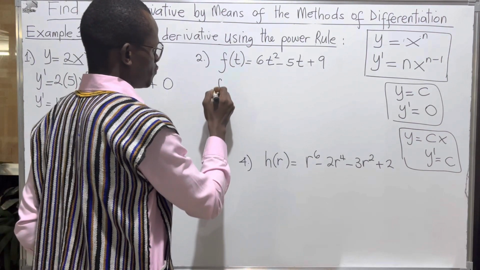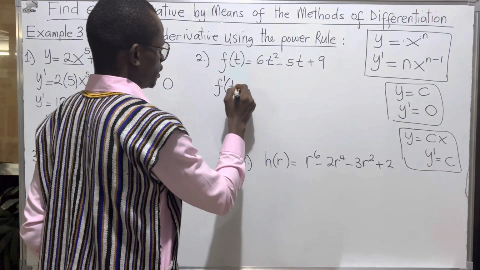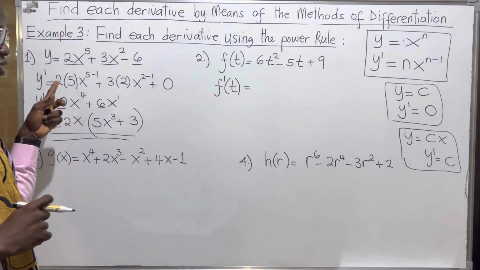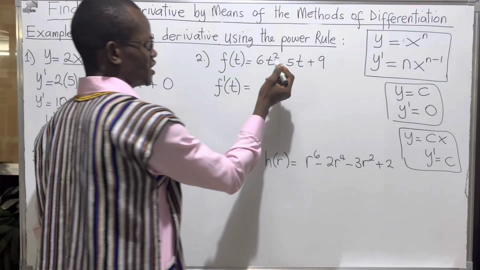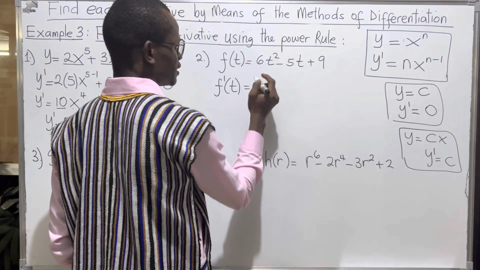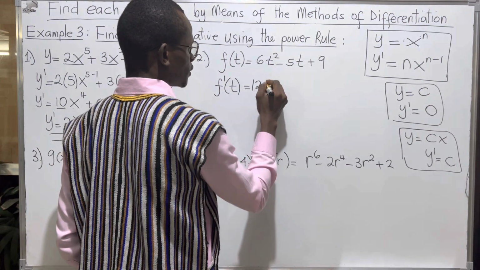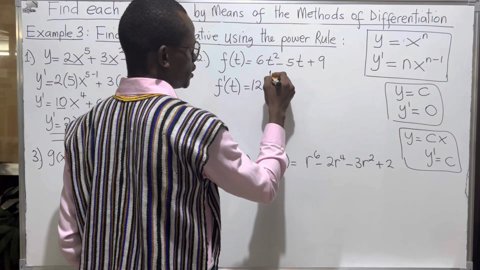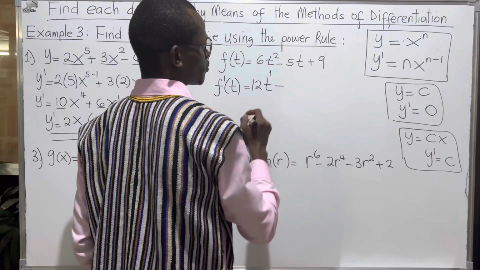We have f prime of t. So we are already mature now. We're not going to go this long route. So we just multiply. 2 times 6 is 12t. Then we subtract 1 from this. You're left with 1, minus.